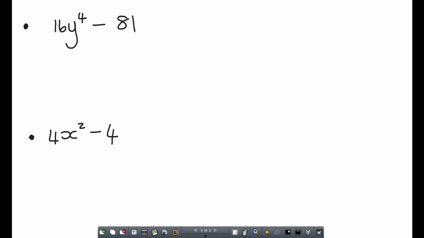Remember this one? Second one? I can't get a square root, so then there's an added step. We must take out a common factor.